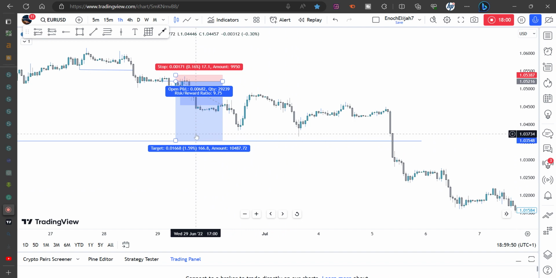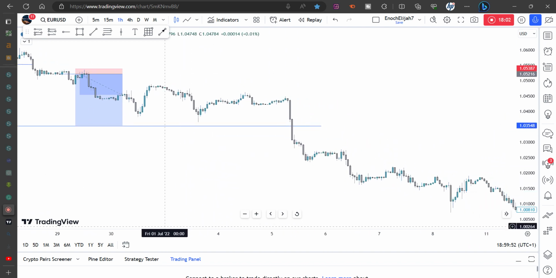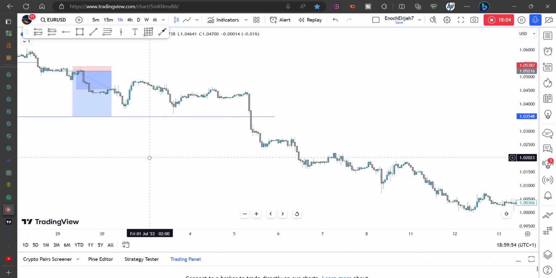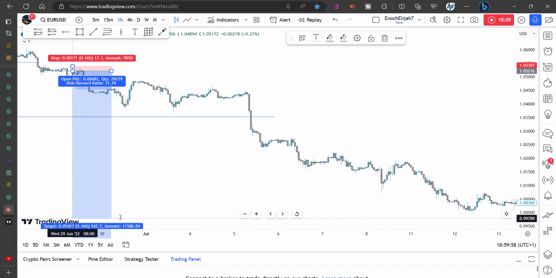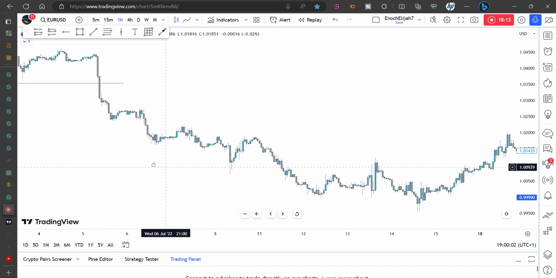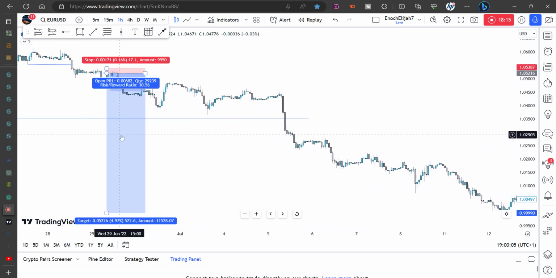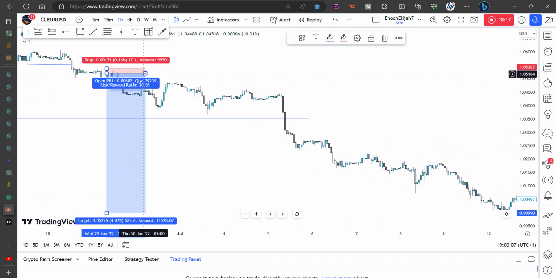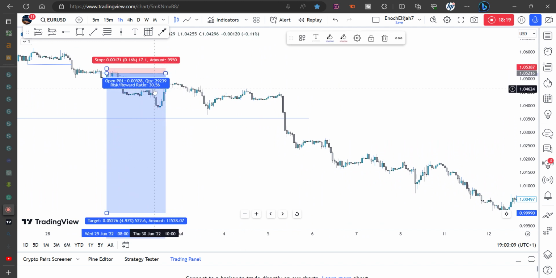So price touched that daily low. And if you want to follow price, since it's heavily bearish on the daily time frame, you can keep following price and then see what happens. Price kept going down, and it gave a 30.56 risk to reward ratio on these shorts. So that's it. It's very easy, very simple.